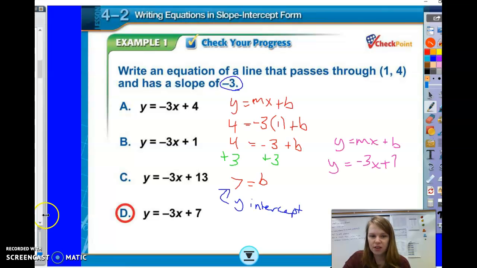When I worked through it here, I used y equals mx plus b. I plugged in -3 for m. And then it looks like here this is our x and our y value, so I put 1 in for x, 4 in for y, and solved. So when I solved for b, I got 7, which was the y-intercept. Well, we already know d is the correct answer because that's the only one with a 7 there. But just to check, I plugged in the slope and the y-intercept, and that matches d.